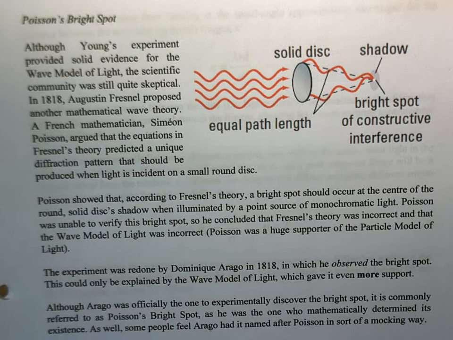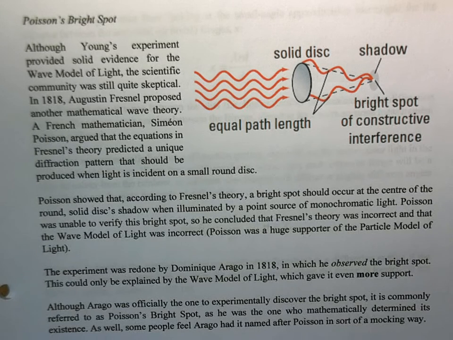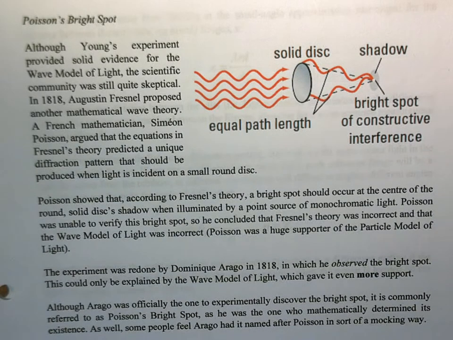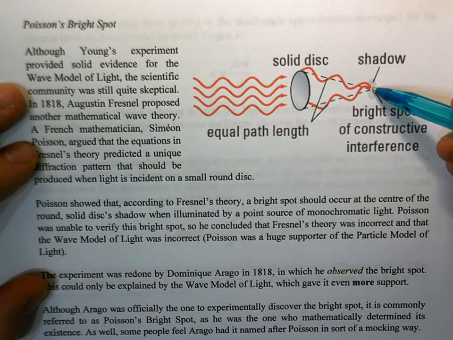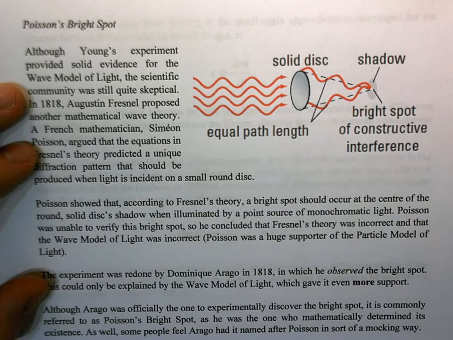He kind of came in with a bias. Poisson was a real big fan of the particle model of light, and he actually contributed to it as well. So he had an incentive to try and disprove this bright spot in the shadow. Eventually, the experiment was redone by a gentleman named Dominique Arago, and he found that bright spot. And this bright spot could only be explained by wave theory.